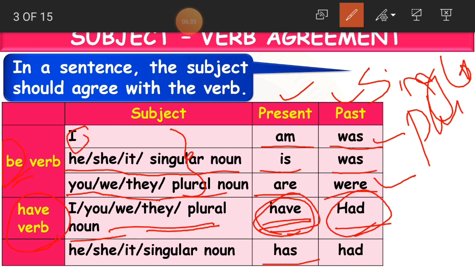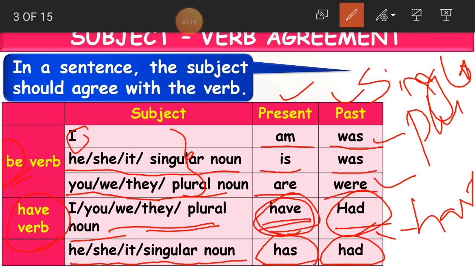Okay, children? If the subject is he, she, it or any singular noun, the verb form changes as has in present tense. Have is going to change as has in present tense, had in past tense. Plural form goes with have. Singular noun goes with has. For past tense, both change as had. Have is going to change as had.